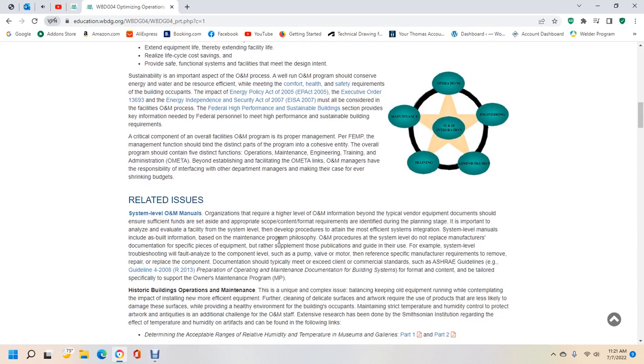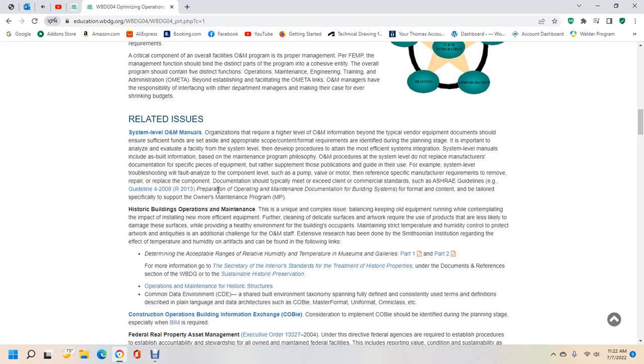A critical component of an overall operation and maintenance program is proper management, per FEMP. The management function should bring the distinct parts of the program together cohesively as one entity. The overall program should contain five distinct functions: operation, maintenance, engineering, training, and administration, or OMETA. Beyond establishing the functions of operation, maintenance, engineering, training, and administration, the operation managers have the responsibility of interfacing with other department managers, making their case in the face of ever-shrinking budgets.